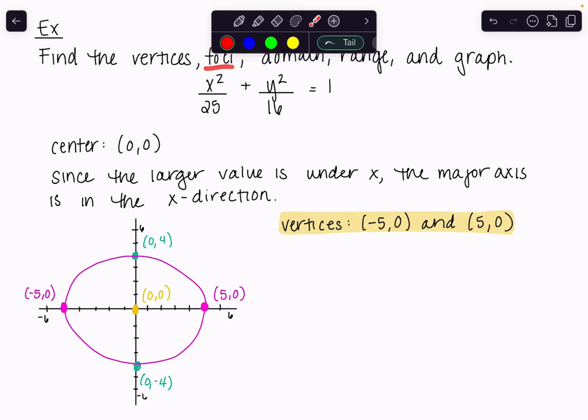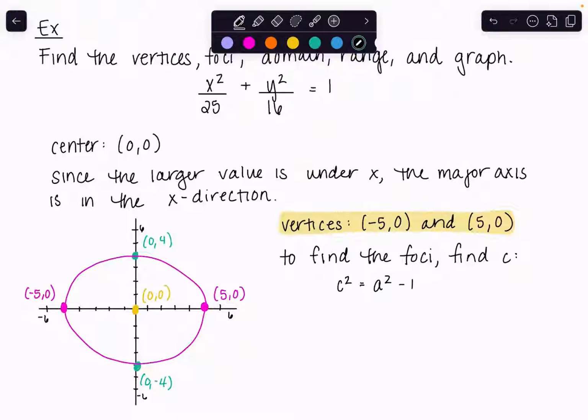So the last thing that's left to find are those foci. And again, those foci are going to occur in the direction of that major axis. So they're going to be somewhere on the x-axis. In order to find the foci, we need to find that value of c. So again, this involves the two values under here. So c squared is equal to a squared minus b squared.